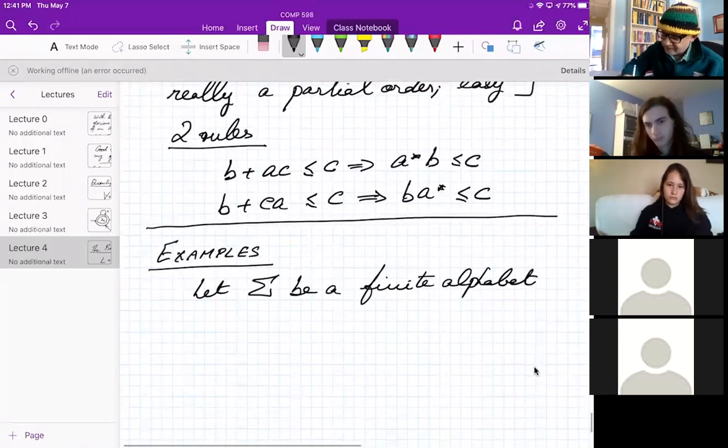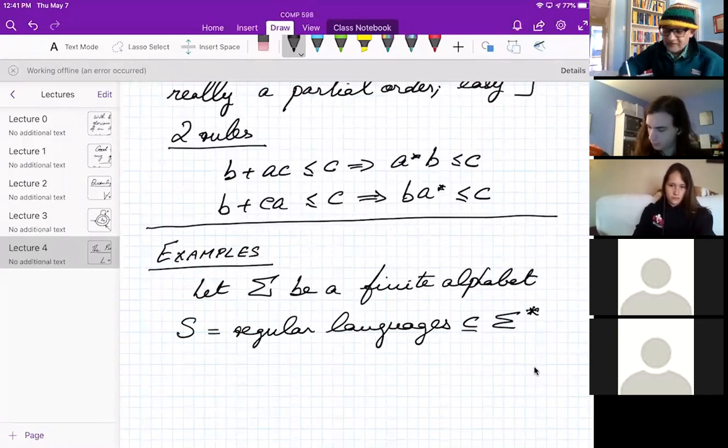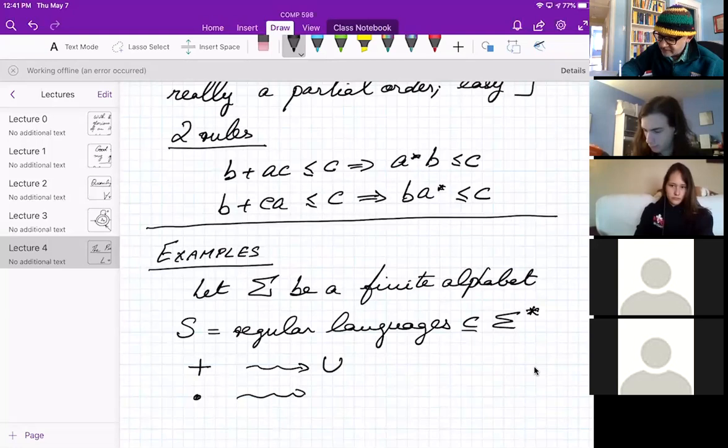And let S equal regular languages contained in sigma star, okay, with plus interpreted as union and dot interpreted as concatenation.